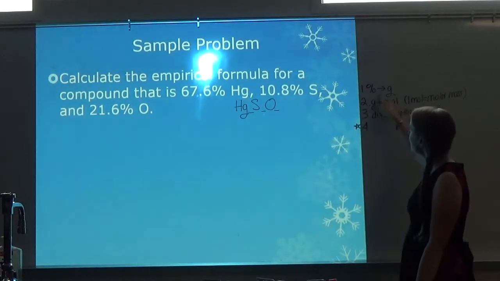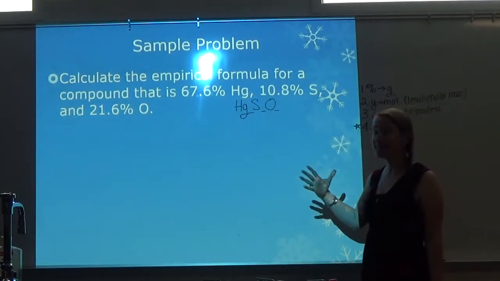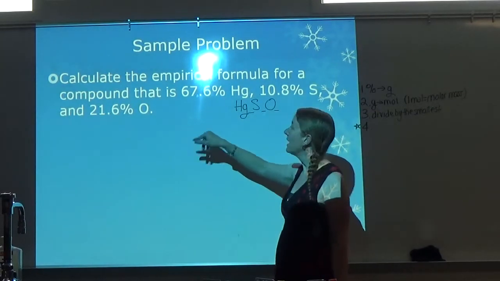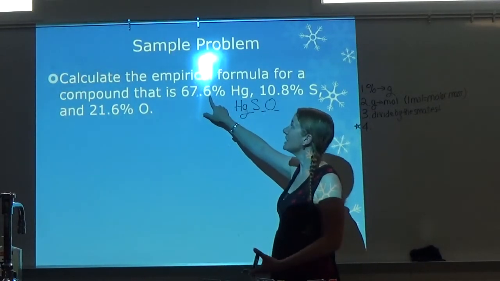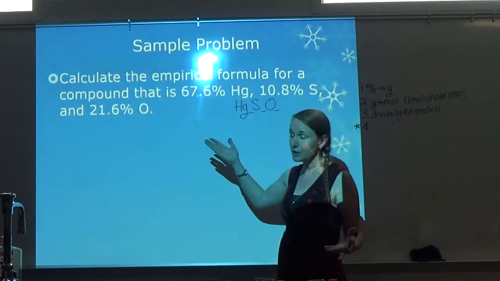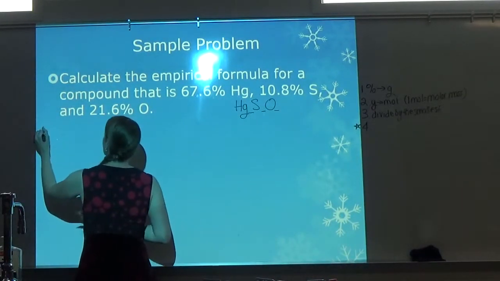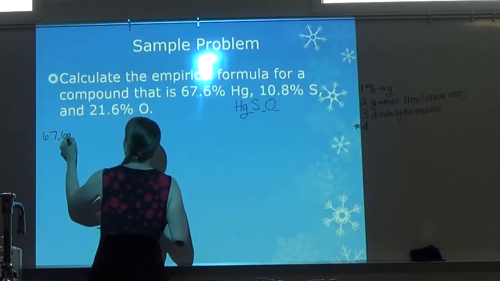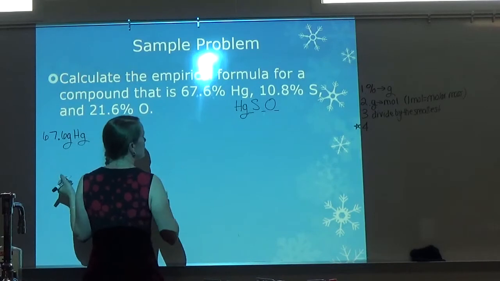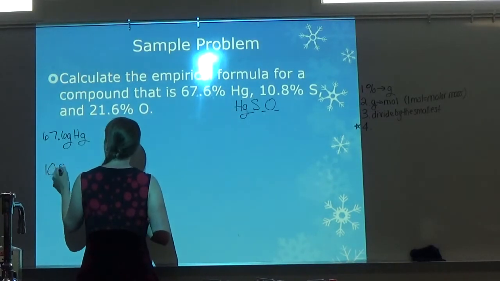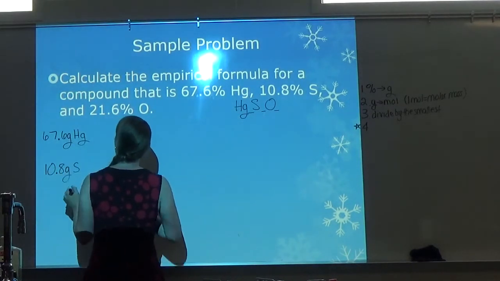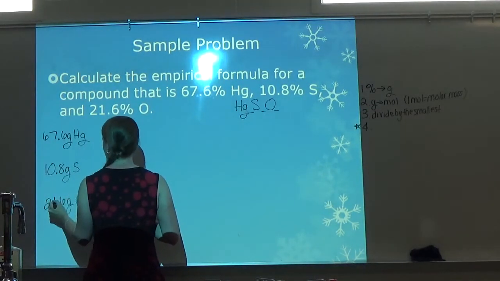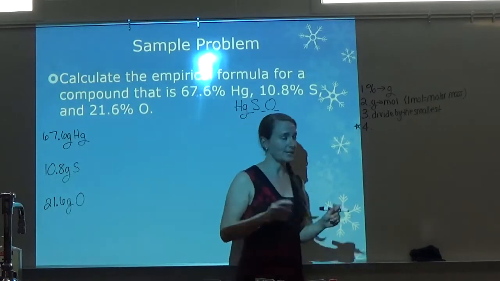Alright, the first step is change percent to grams. This is the easiest step because we assume there's 100 grams total. If that's the case, then 67.6 grams really is mercury. So all I have to do is assume I have 100 total, and then my percentages just turn into grams. So step 1 is the easiest. 10.8% would be 10.8 grams of sulfur, and 21.6% for oxygen would turn into 21.6 grams. First step, super easy.